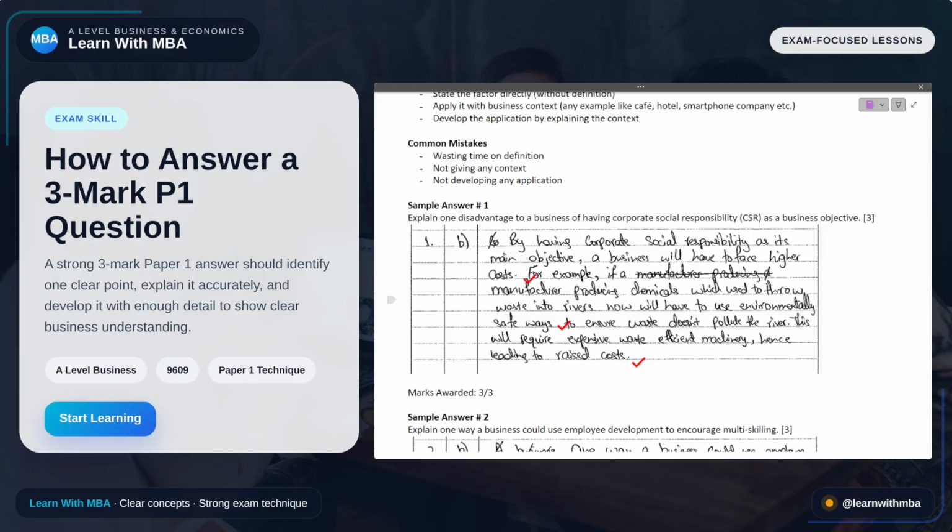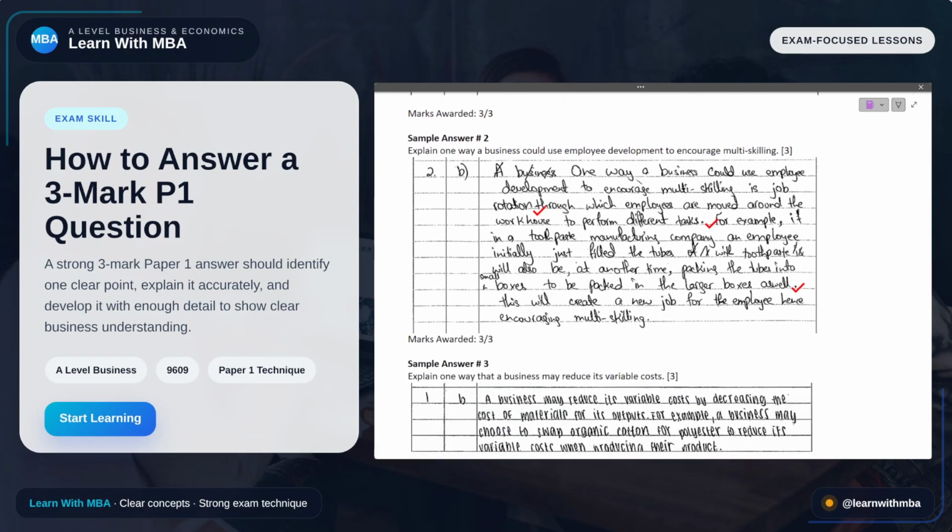And third, he then develops the context by explaining that the firm may now need to move to safer methods of waste disposal, which would require expensive waste treatment. And this final part is very important. This shows exactly why CSR increases costs. And therefore, this is the development of the application. And the student got a 3 out of 3 in his exam, right? So full marks is very realistic in the papers. You just need to know how to write, and you can clearly see that the student hasn't written a very long answer, right?